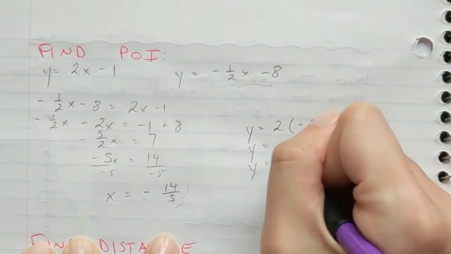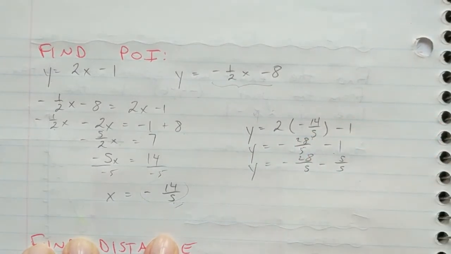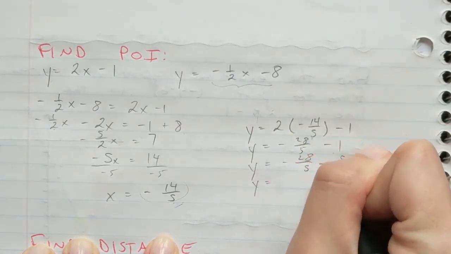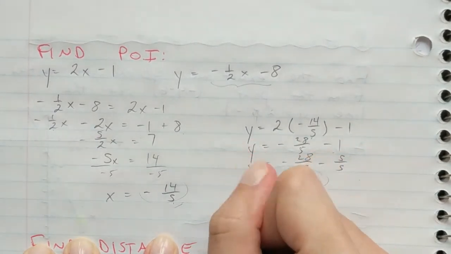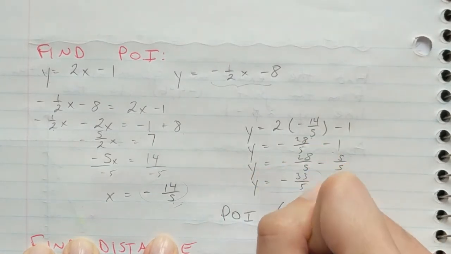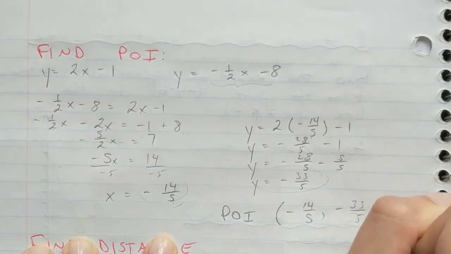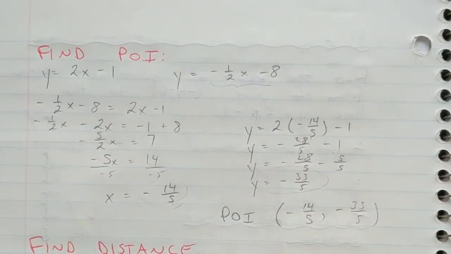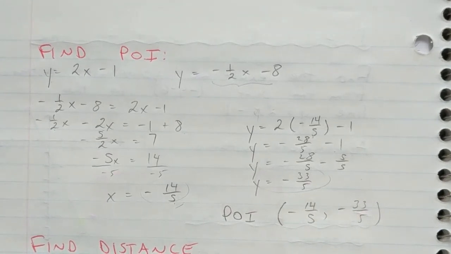I find my common denominator here to give me 5 over 5. I can then subtract. y is equal to negative 33 over 5. So my point of intersection is going to be negative 14 over 5, comma, negative 33 over 5. This is a pretty messy number, and I promise you not all questions are going to be as messy as this, but we're kind of going with the hardest one possible so that you can see that and appreciate easier questions next.